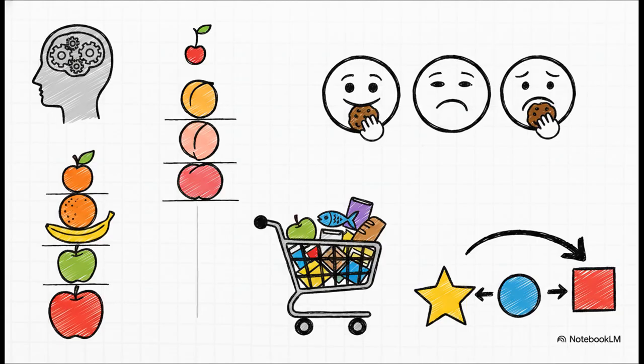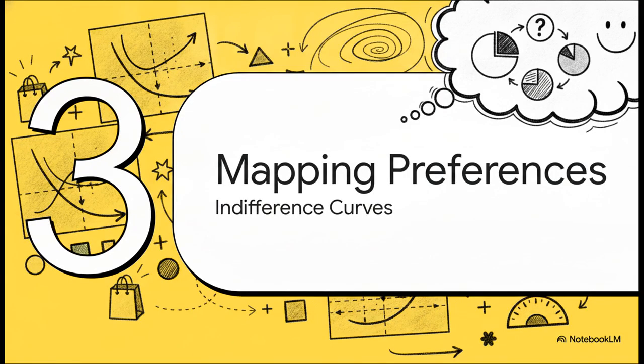Fourth, your total utility is based on your entire basket of goods, the whole shebang. And finally, your preferences have to be mathematically consistent. Economists call this transitivity. If you like basket X more than Y and Y more than Z, well, you absolutely must prefer X to Z. Makes sense, right? Which brings us perfectly to Section 3, Mapping Preferences, Indifference Curves.